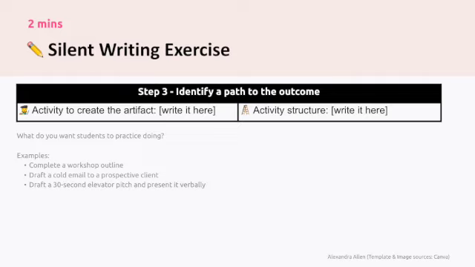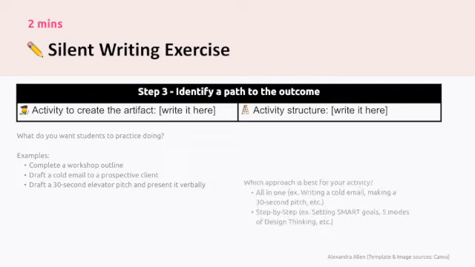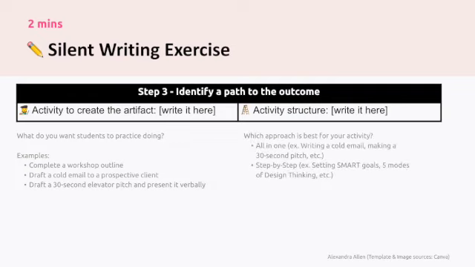And then for someone who is doing the pitching one, maybe it's a 30-second elevator pitch to present verbally. So it could be whatever you want, the activity, but the point is you want to be clear on what people are practicing doing. And then based on what they're going to be doing, you want to think about, okay, what structure makes sense? Is it the all-in-one approach that you would use for writing a cold email or making a pitch, or going step by step the way I'm going for, creating an outline, versus something like setting SMART goals? Or if I was teaching someone the 5 modes of design thinking, I'd probably want to go one by one.